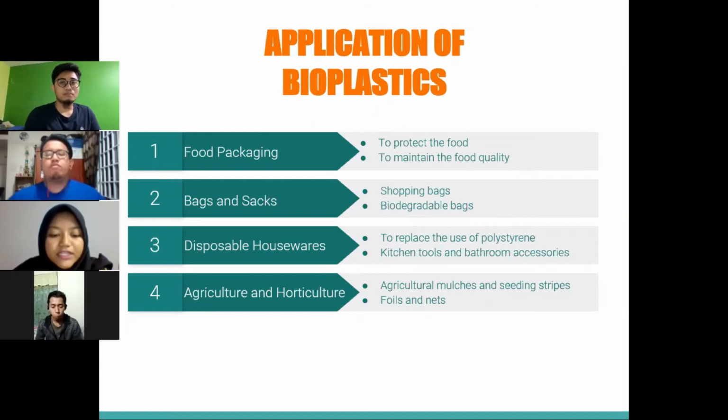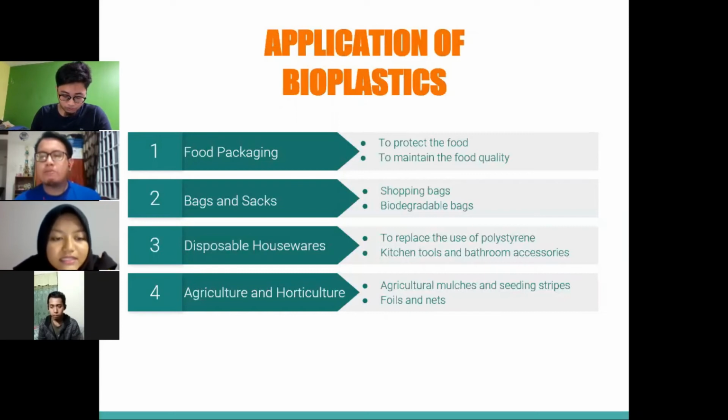The next application is bags, for example, shopping bags and biodegradable bags. Biodegradable shopping bags are made of polymer that degrades or decomposes when exposed to air, water, and sunlight. And then the third one is disposable housewares. It is to replace the use of polystyrene, for example, kitchen tools and bathroom accessories.